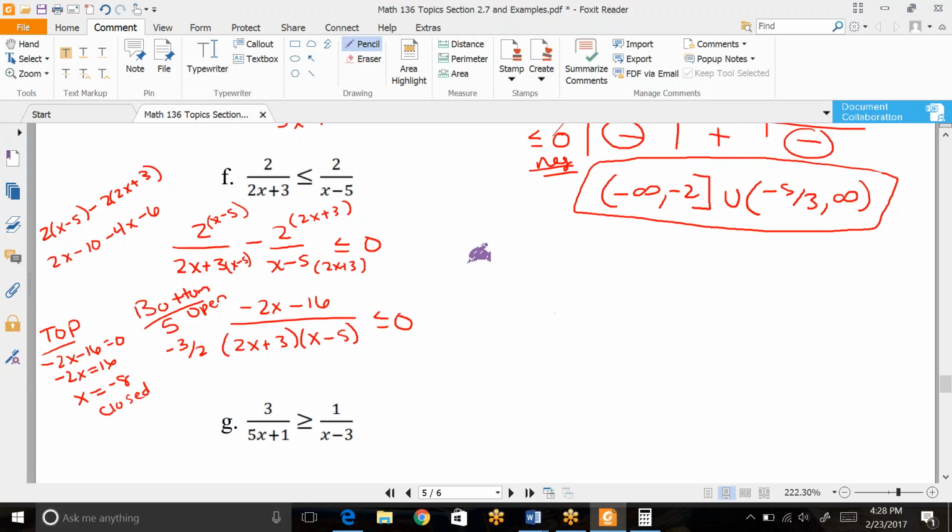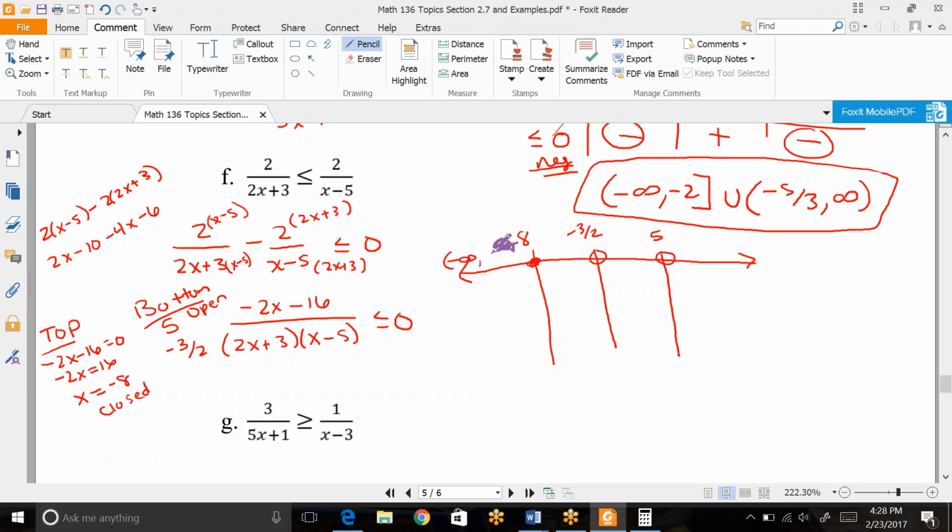So then we put these in order from least to greatest, just like always. And we have negative 8, and then negative 3/2, and then 5. The only one that is closed is negative 8. So negative infinity to negative 8 with a bracket. Negative 8 to negative 3/2 with a bracket on one side and a parentheses on the other. Negative 3/2 to 5, and 5 to infinity.